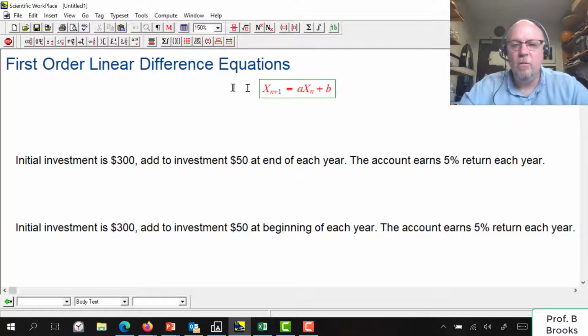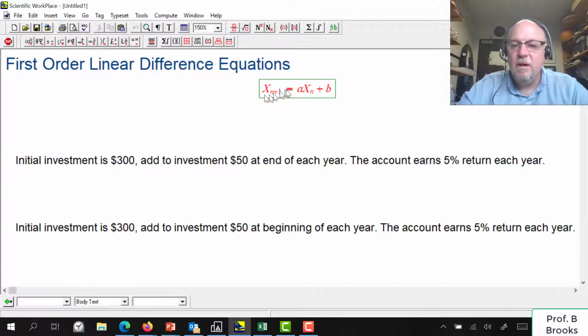It'll be more clear why we call it a difference equation in a following video when we start to solve these linear difference equations. But right now, think of it as a discrete equation. I plug in a value for how much money I have in my account this year, the nth year, I plug it in here. I multiply it by A, I add B, and I get the amount of money in my account the next year, the next time step.